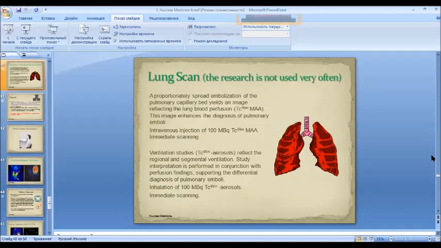Also, nuclear medicine diagnostic may be very useful in searching for lung pathology, especially in pulmonary embolism. It's the quickest, the cheapest, and the most reliable way of diagnosing pulmonary embolism. It's very important in urgent practice.